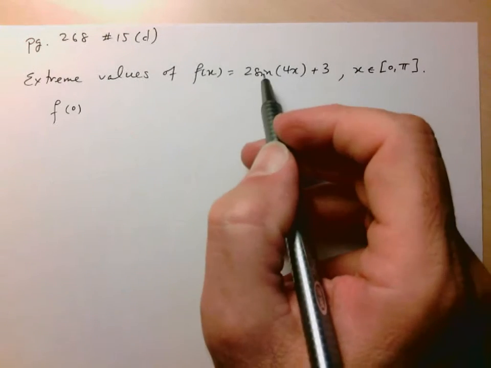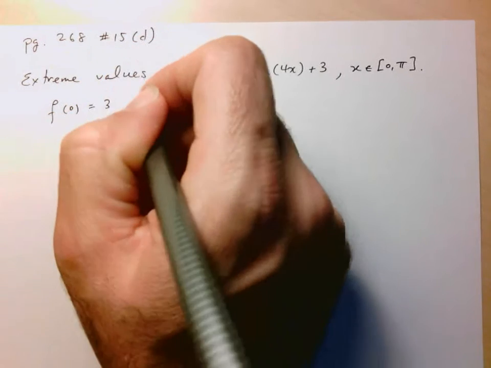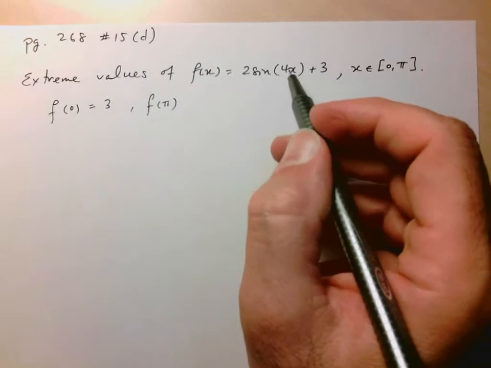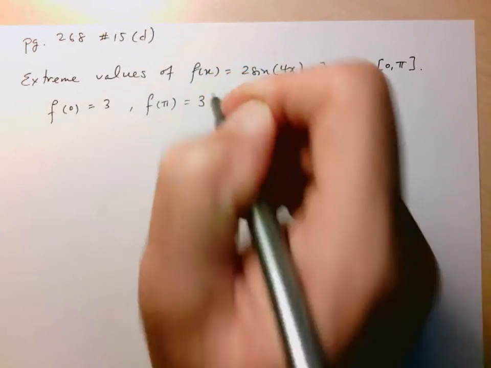So f at 0, this gives us sine of 0, which is 0, so plus 3. And if we check f at pi, okay, we get sine of 4 pi, which is also equal to 0, so this whole thing will also be equal to 3.